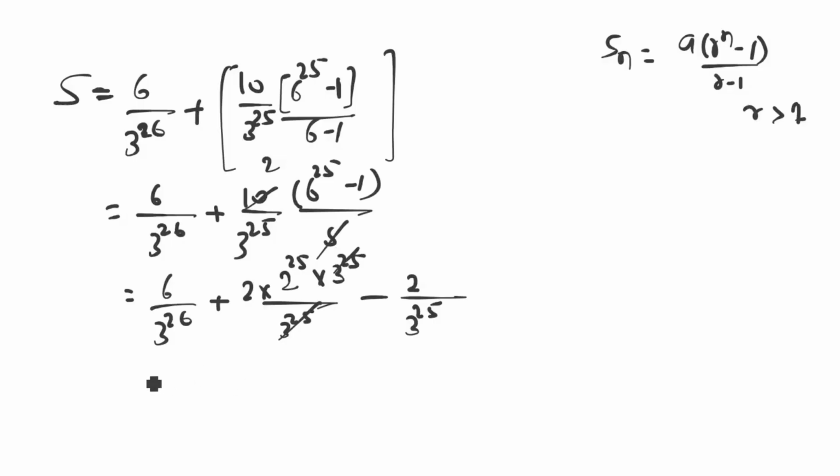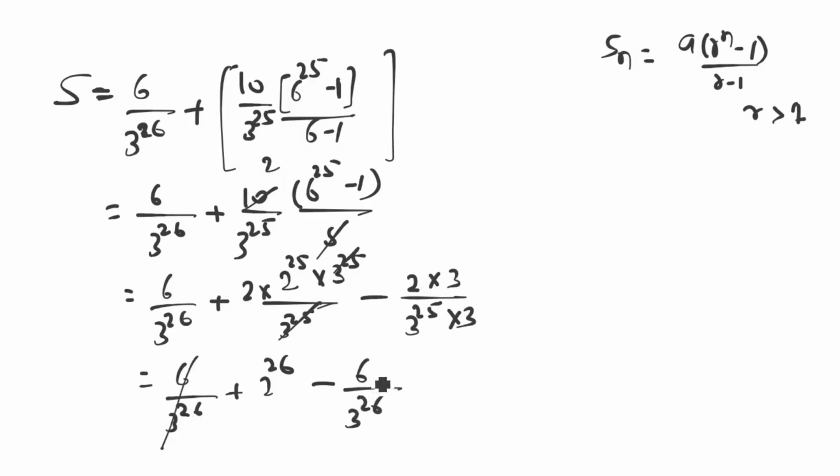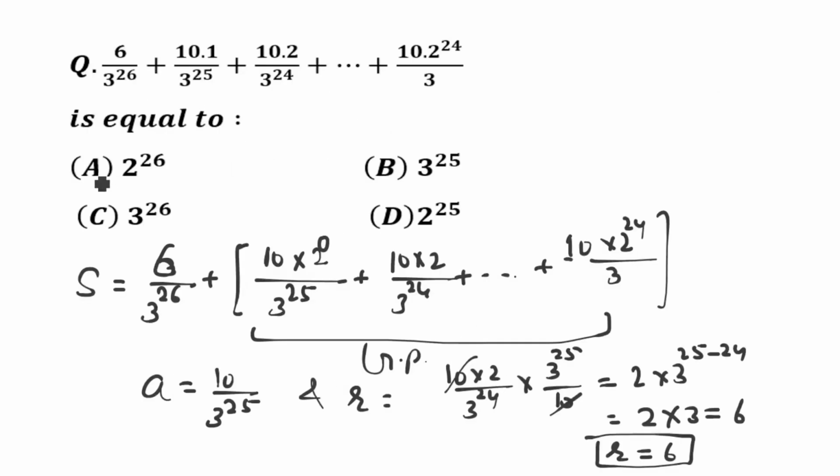Now this is 6 by 3 to the power 26, plus 2 into 2 to the power 25, which we can write as 2 to the power 26. From here, for the remaining fraction, we multiply numerator and denominator by 3. So this becomes 6 by 3 to the power 26. The negative and positive terms of 6 by 3 to the power 26 are cancelled, so we are left with 2 to the power 26. If you see the options, 2 to the power 26, option A, is the correct option.